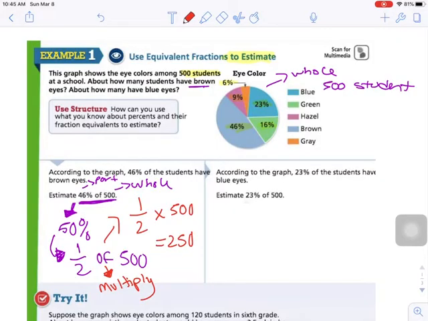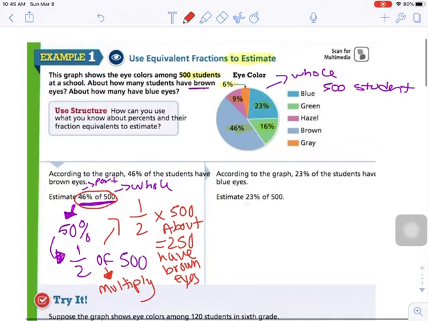So what this is saying is that about 250 students have brown eyes. And the reason I'm saying about is because this is just an estimation. We didn't actually calculate out 46% of 500. We just estimated. So that's why we say about when we estimate, because it's not an exact calculation, it's just an estimation. So about 250 students have brown eyes.